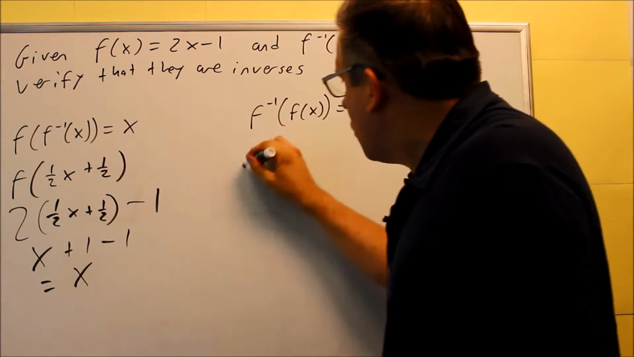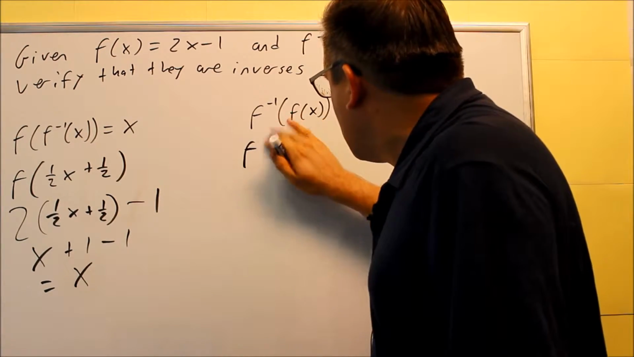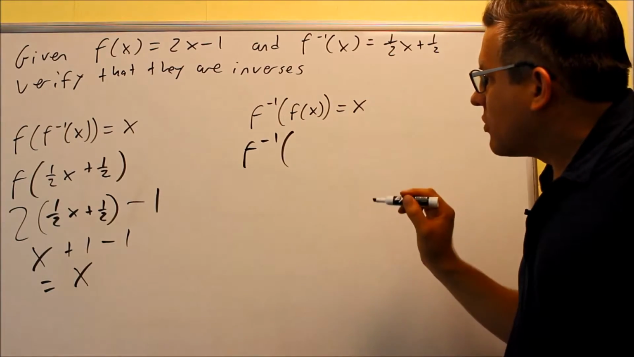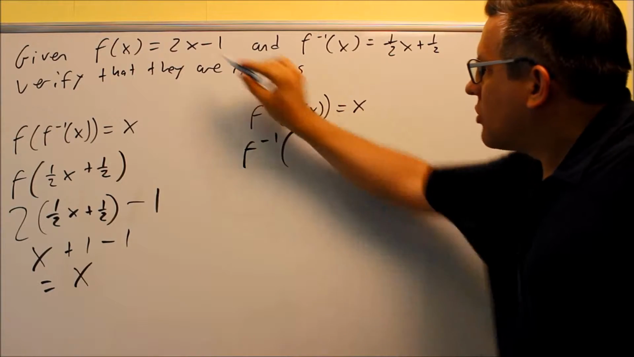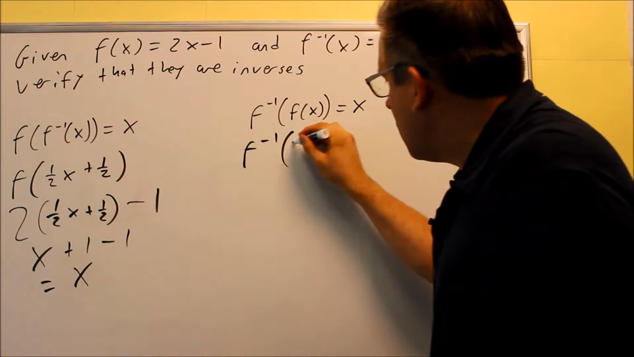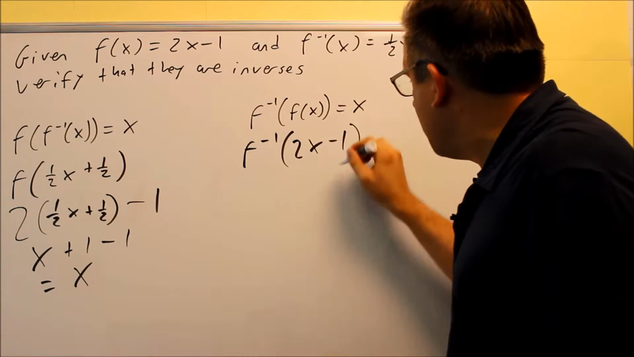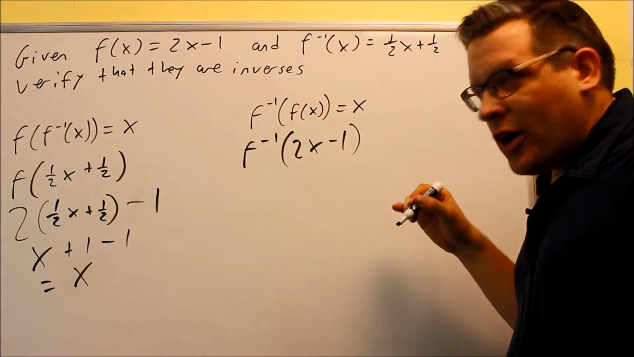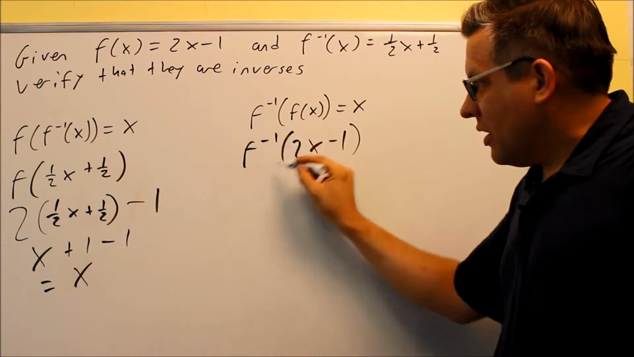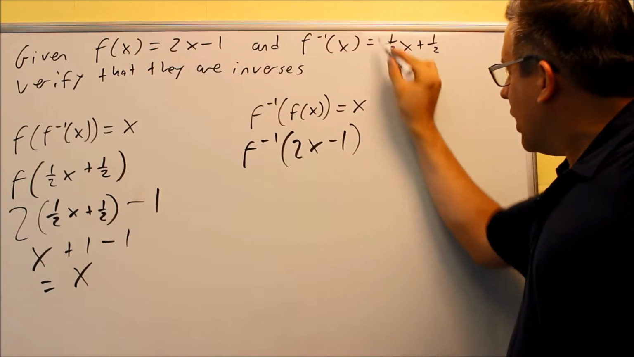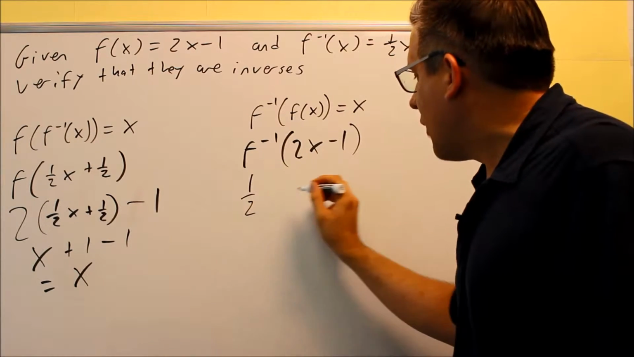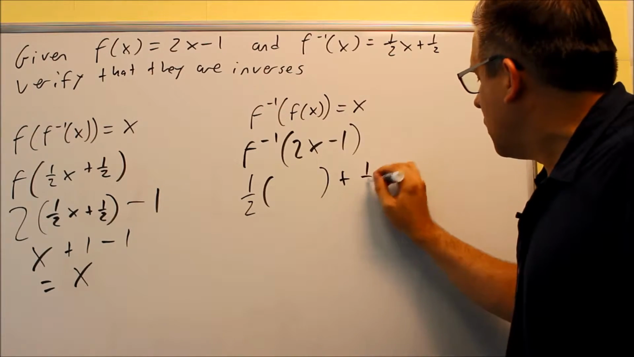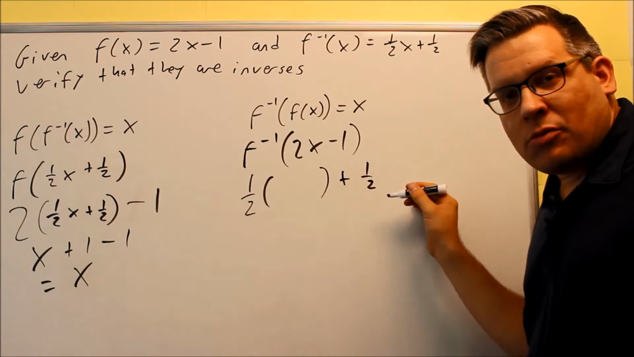So this one, we're starting with the inverse, and inside the inverse we're going to put f of x. I'm going to replace the f of x with the formula 2x minus 1. Okay, so I put that in there, and then again I'm going to simplify it. I'm going to use the inverse as the template. Inverse is this one. That's 1/2. Instead of x, I'm going to put a space there, plus 1/2.